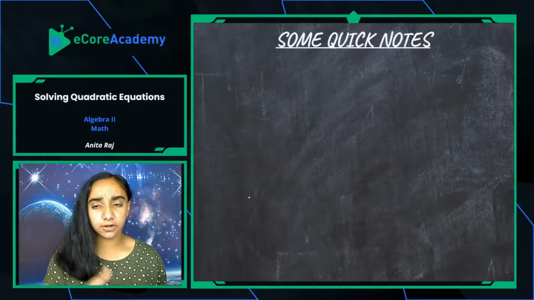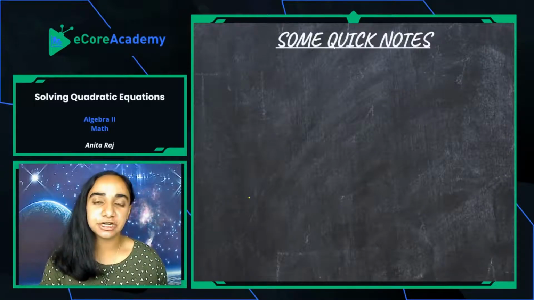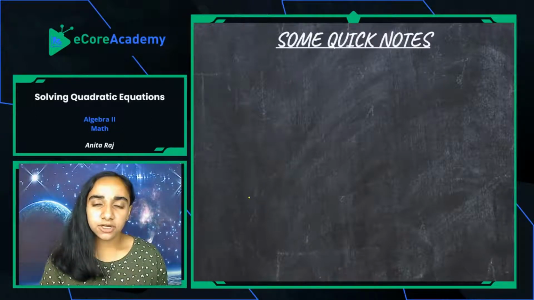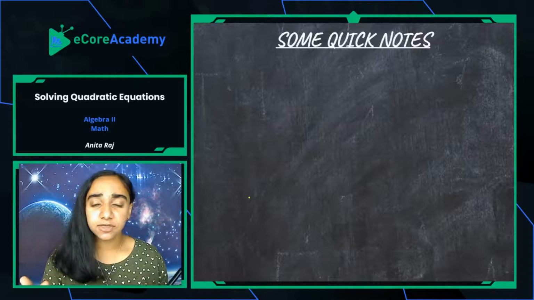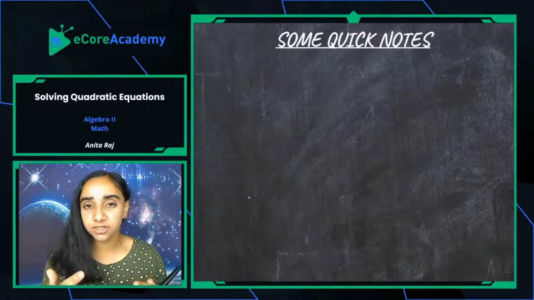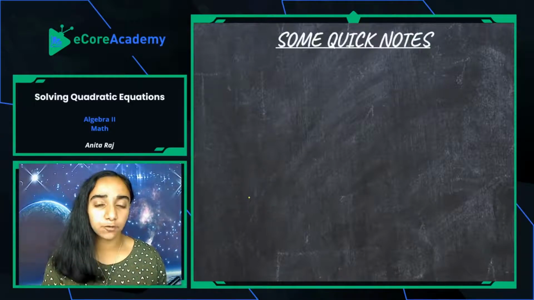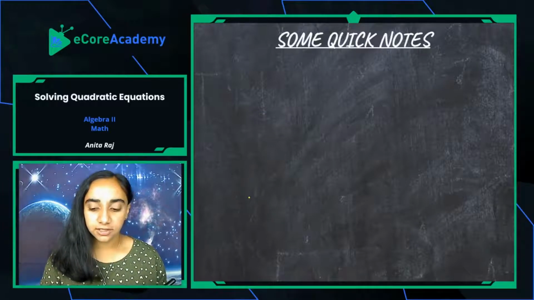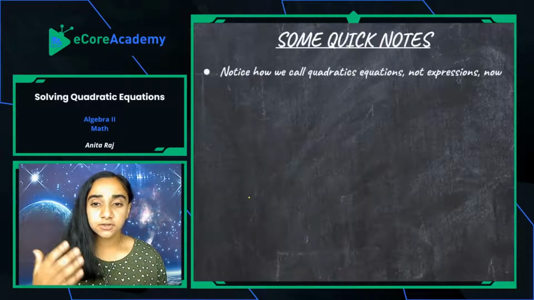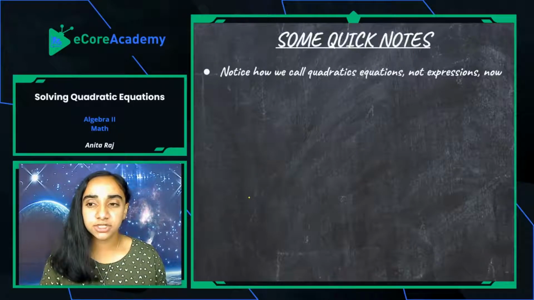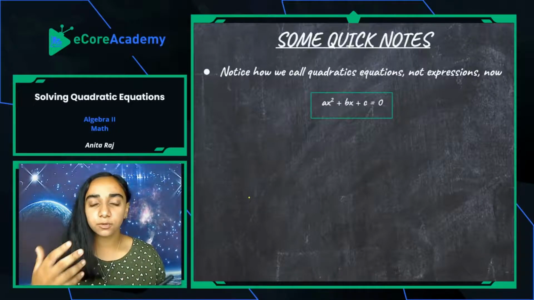So here are some quick notes that I would like you to take into consideration. I really just want to go over how we would do this. Solving quadratic equations is pretty much the exact same thing as factoring quadratic expressions, except now we're taking it to the next level where we're going to be solving for x. Let me show you exactly what that means. Notice how we call quadratics equations, not expressions, now. So what does this mean?